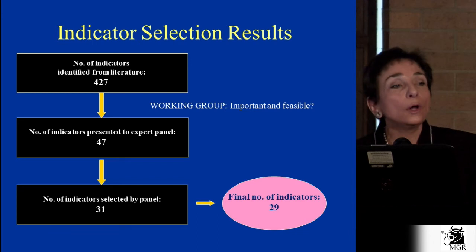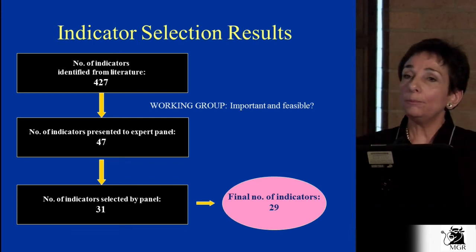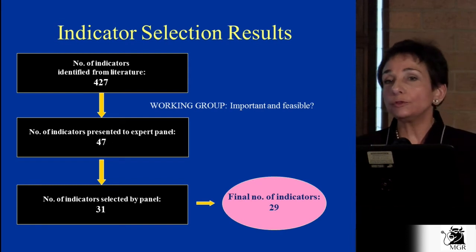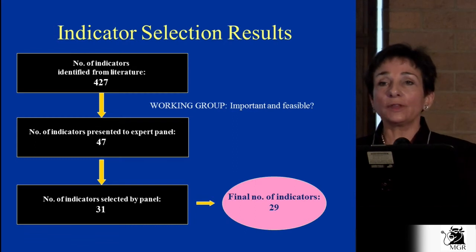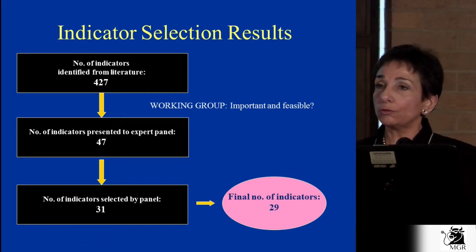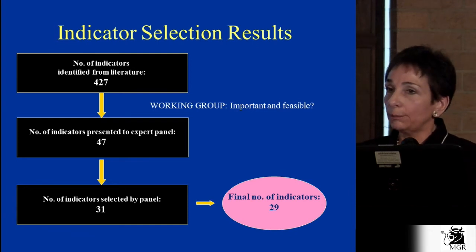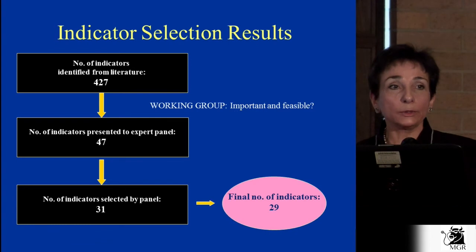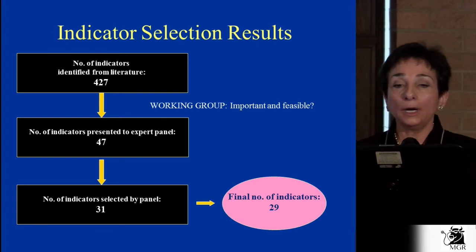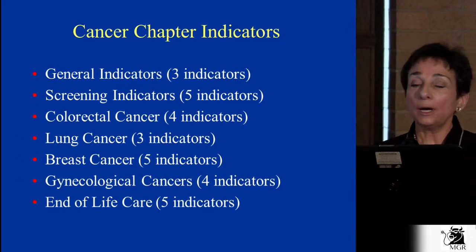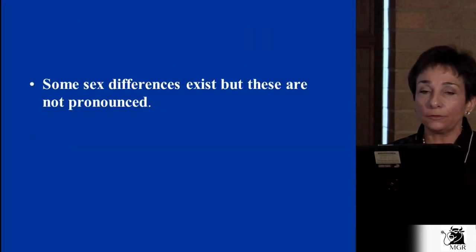They used a quality indicator approach, which is a way of defining certain metrics that have been proven to be associated with good outcomes. And these are quality indicators. They've been shown either through randomized controlled trials or a range of other things that this measure is associated with a good outcome. And after reviewing all possible indicators in the literature, they settled on 29 indicators for their cancer chapter. And here is the breakdown of the different numbers of indicators within each type of cancer.